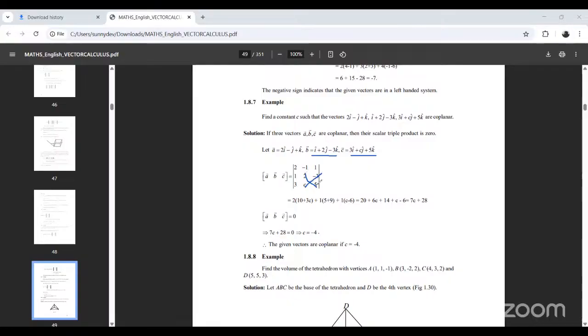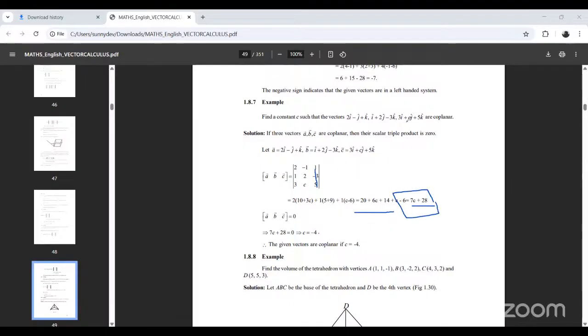Next, 2 into the cross multiplication: eliminate this row and this column. 2 into 5, 10, minus of 3C plus 3. Next minus 1, so minus of that becomes plus 1. Eliminate this row and column: 5 into 1, 5, and minus of 3 into 3, 9. Next plus 1 into C and 3 into 2, 6, so C minus 6. After simplification we get 20 plus 6C plus 14C plus C minus 6, so we get 7C plus 28.